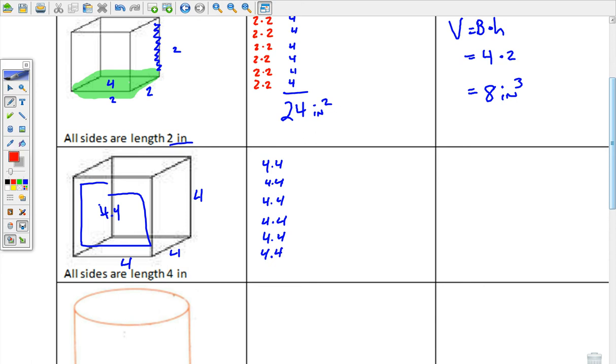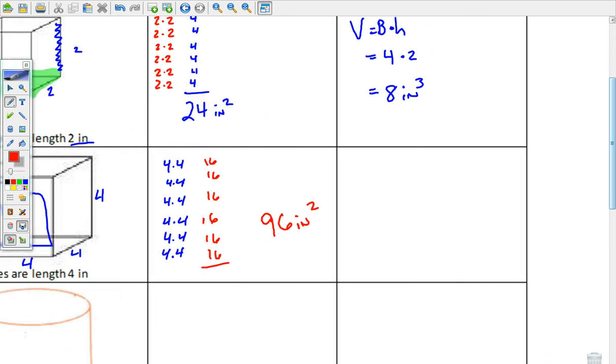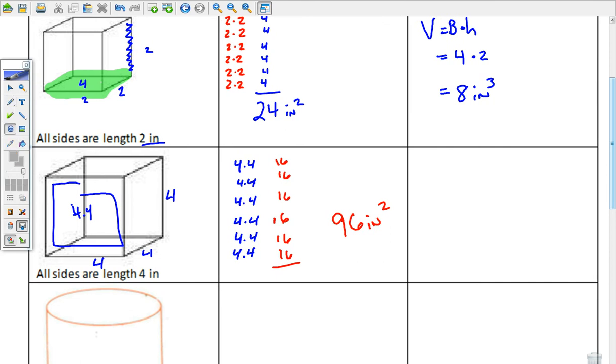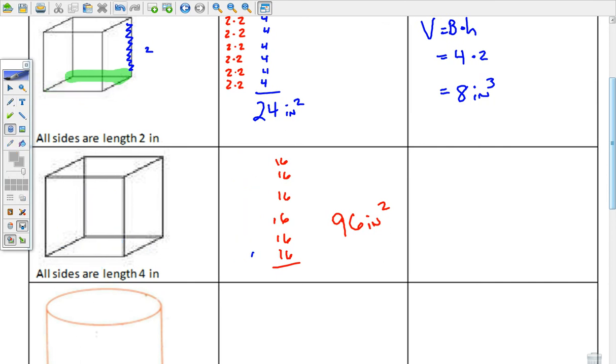So when we do all the math here, we get 16 for all the faces, and there are 6 of them. So if you do 16 times 6, you'll get your answer pretty quickly. 16 times 6 is 96. If I did the math right there.